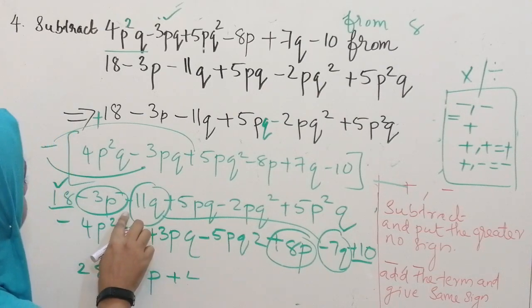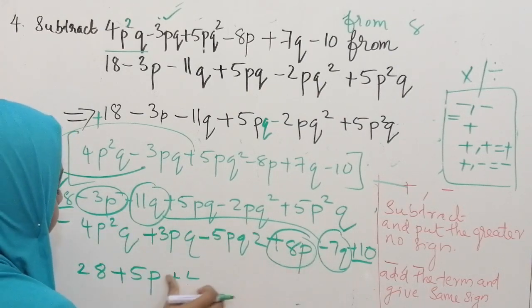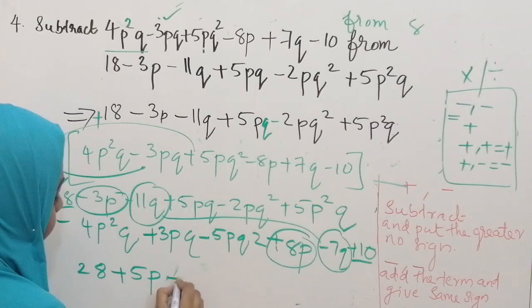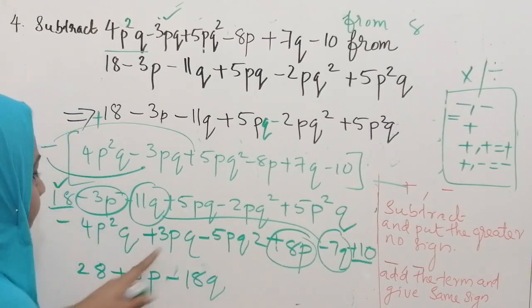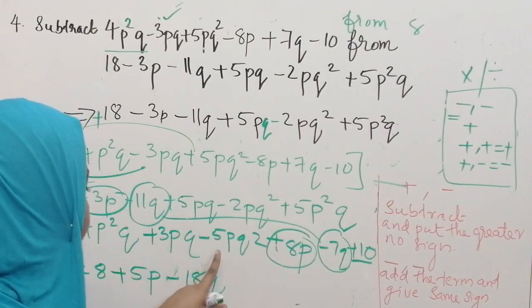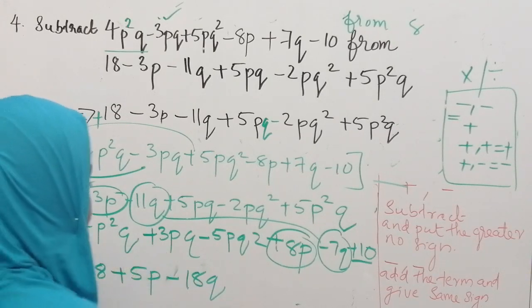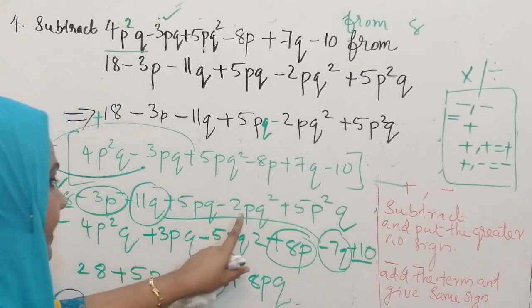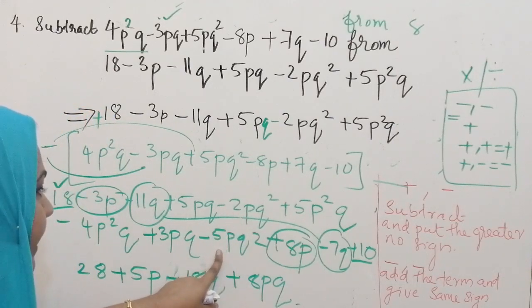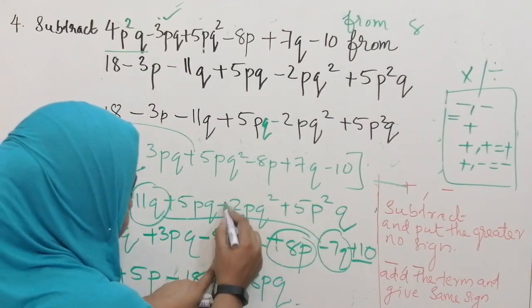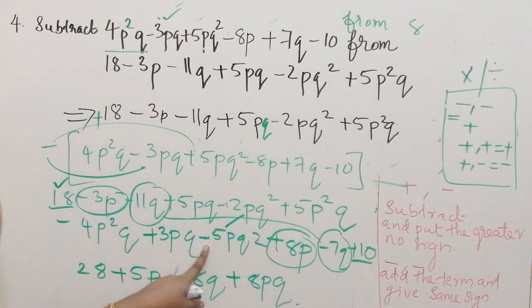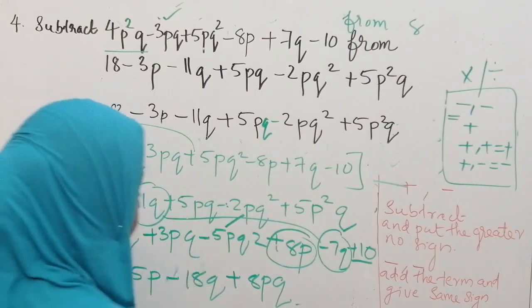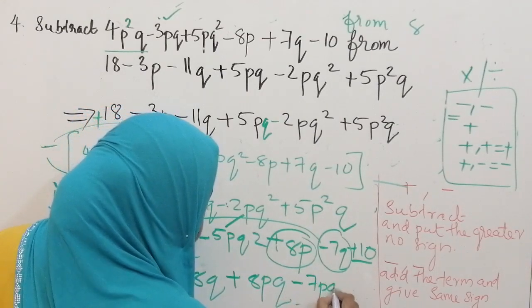So here minus 11q. So minus and minus, add and give minus. So minus 18q. So next is plus 5pq and plus 3pq. So the answer is plus 8pq. So next is minus 2pq square and minus 5pq square. So here you can see this is the same sign. So that means add and give the same sign. So that means minus 7pq square.